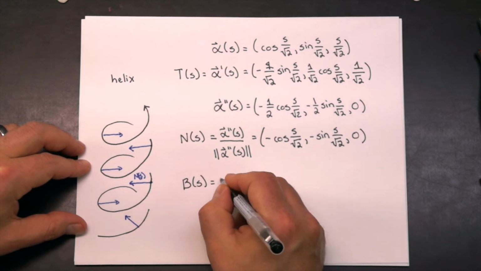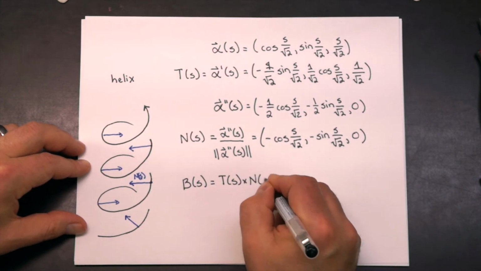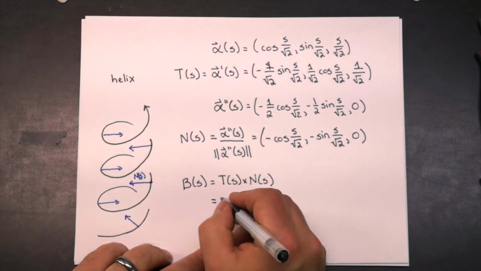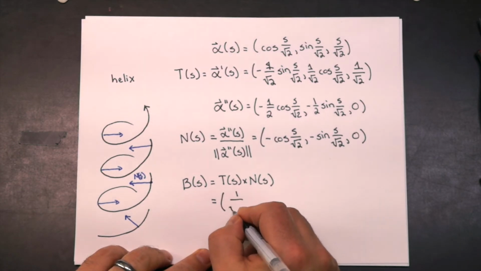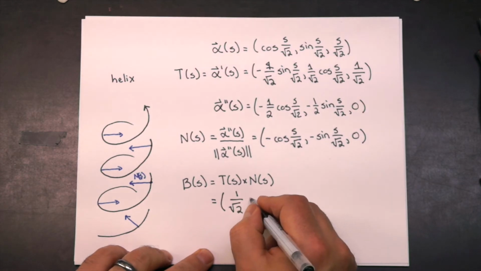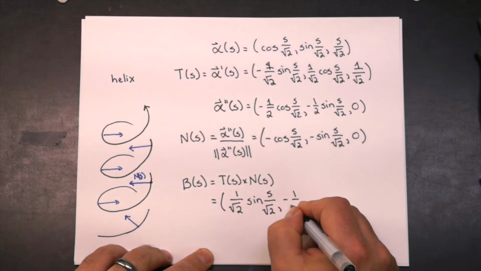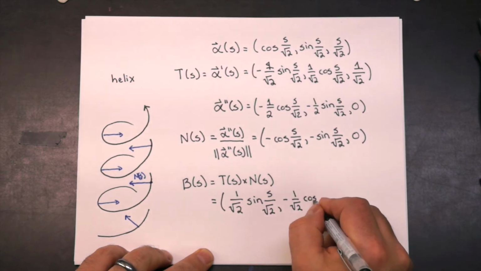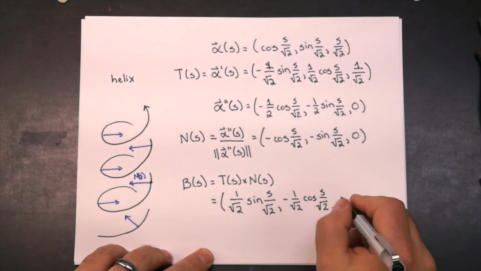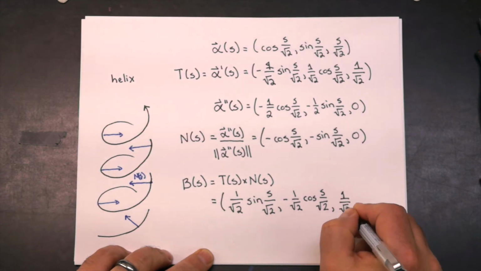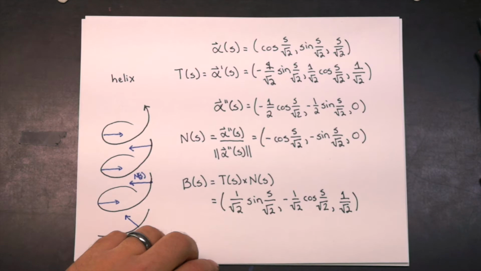To compute the binormal vector, we're simply going to take T cross N. That requires a little calculation, but I got (1/√2 sin(s/√2), -1/√2 cos(s/√2), and I had to think about it for a moment, but it simplifies down to 1/√2).